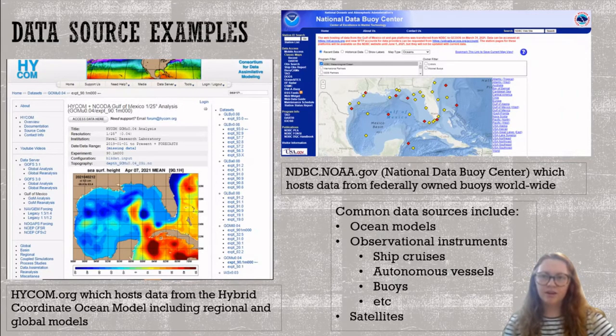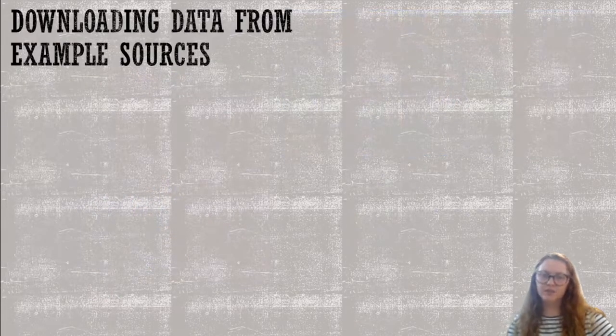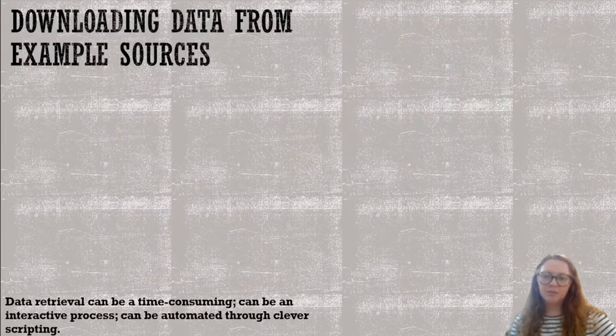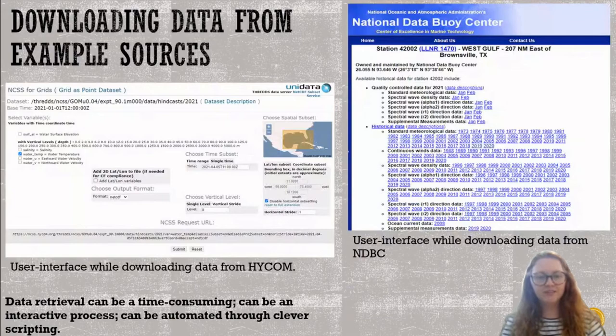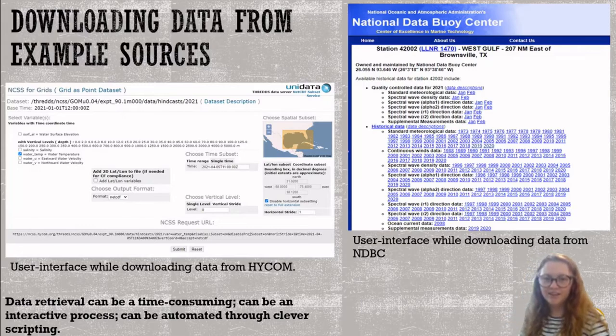So now that we've talked about this, let's get into how we actually get this data from these sources. This can actually be a pretty time-consuming process, and it's usually kind of interactive, but there are ways that it can be automated. But I just wanted to show you the web interface for while you're trying to download. If you're not a part of the scientific community who works with this sort of data a lot, all of these different options that you have to choose from could probably be pretty overwhelming. I know they were to me when I first started working with this sort of data.